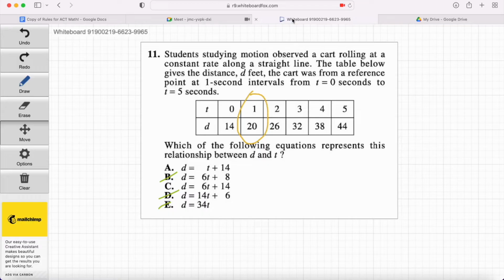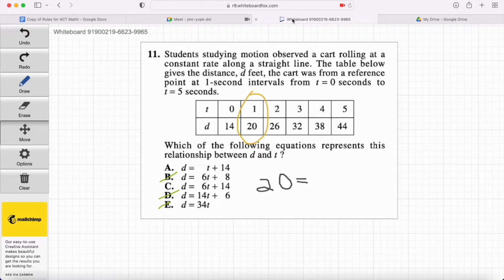Oh, okay. Let's try the 1 and the 20, right? I think it makes sense to start with the smaller values. We could do 5 and 44. We could, but let's just do 1 and 20. Plug those in. So T is 1, D is 20. Let's see if we get a true statement. And we only have to plug into A and C here, right? Because the right answer has to be true for all the values.